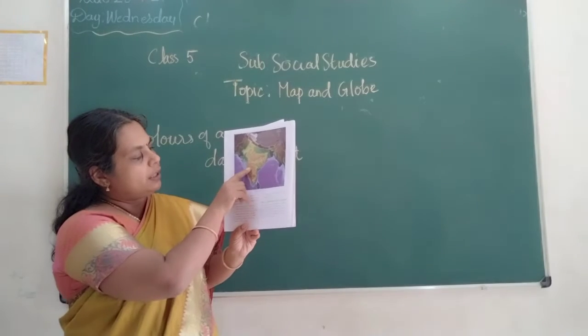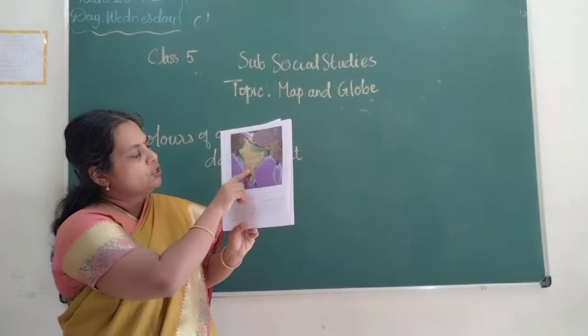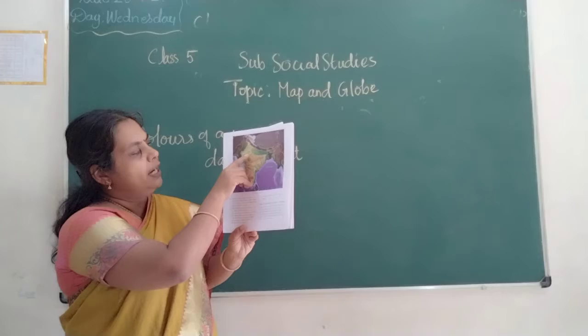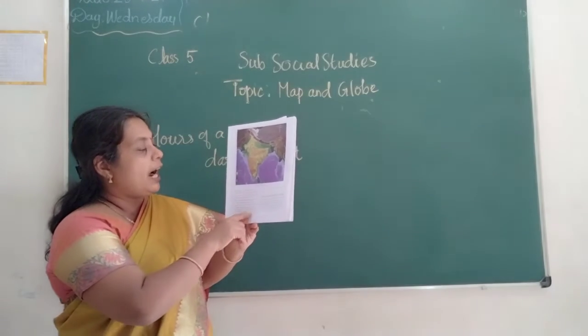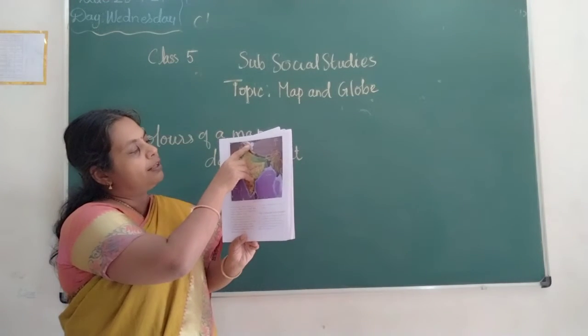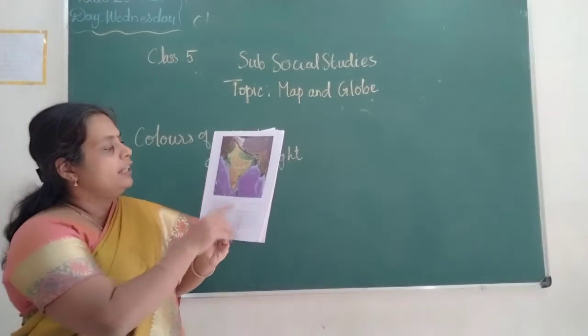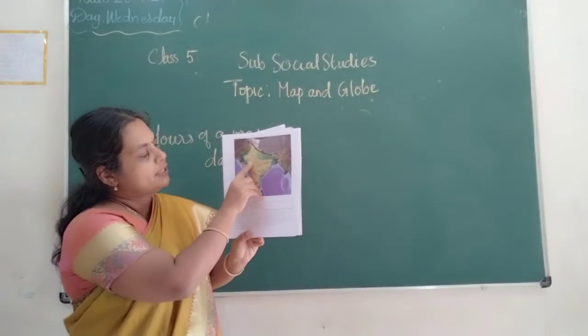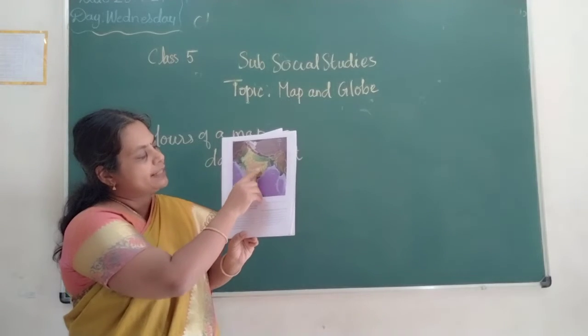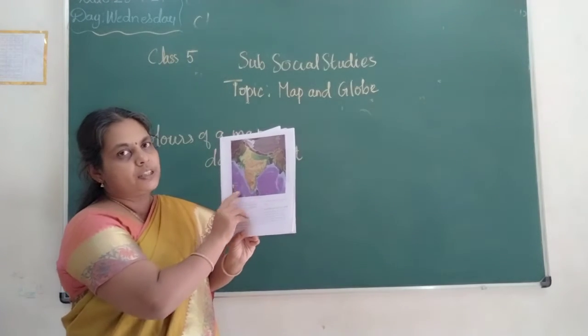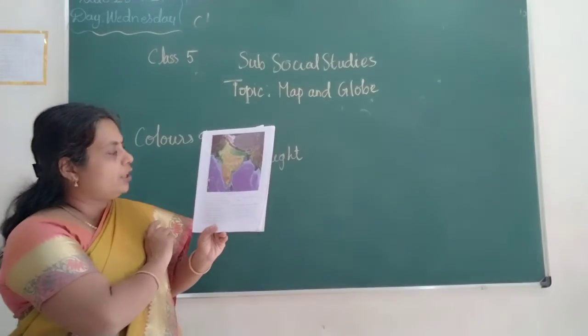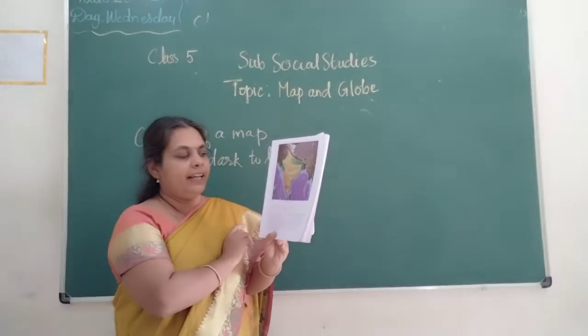This is the southern plateau, you know. These are all shown in light brown, children. And then the snow-capped region is shown in white. And then the next one, yellow. Yellow shows the dry areas, children. Yellow color shows the dry areas, or desert also you can take.